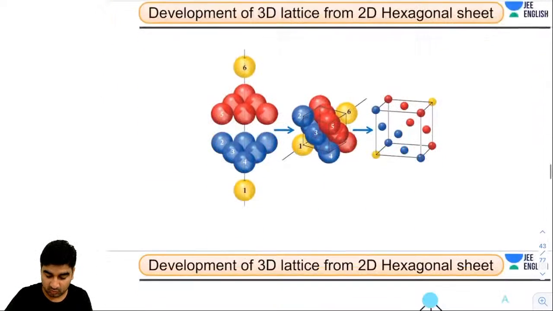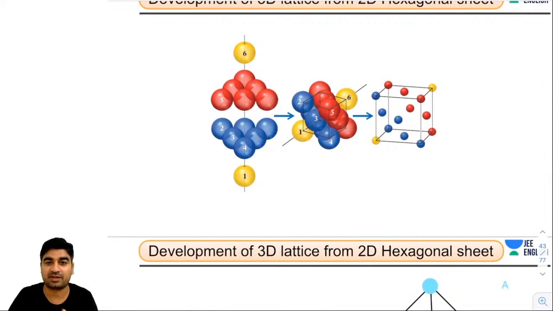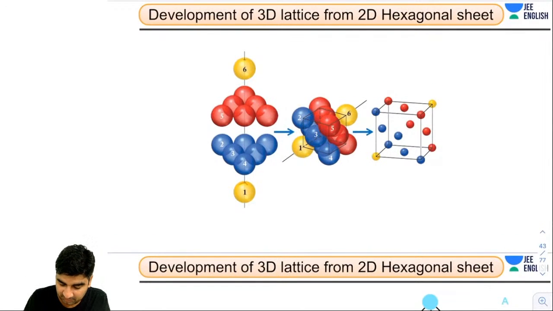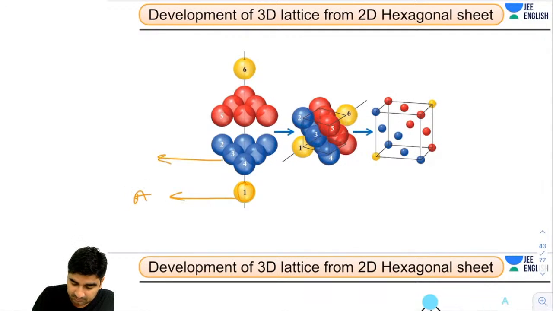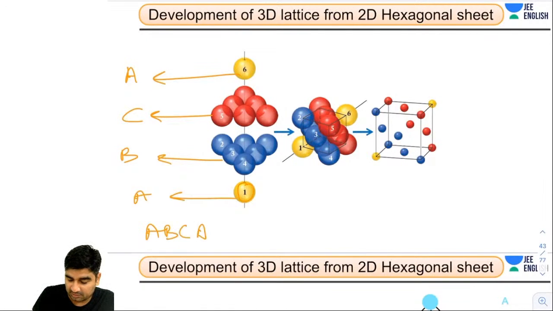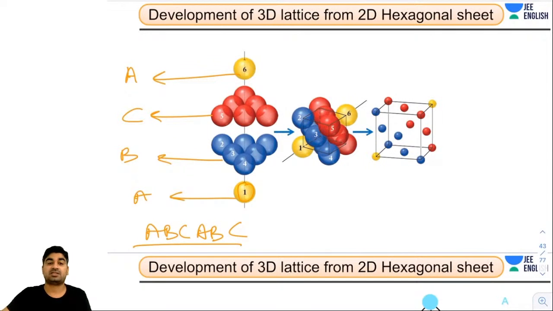So how are we going to make it, guys, from a hexagonal sheet? Now you can observe it like we have one here. This is layer A, B, C, and again A. So it is formed by ABC, ABC. So guys, if somebody asks you to make CCP, what type of layering style is used?